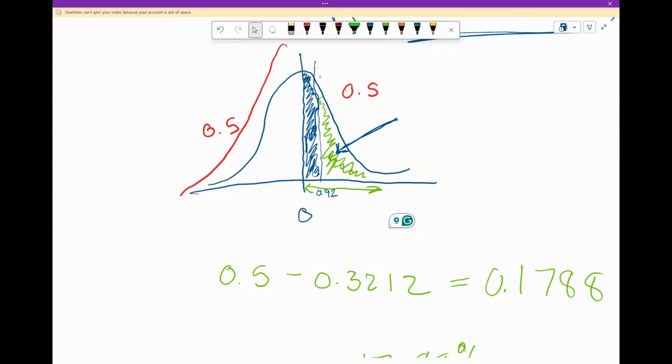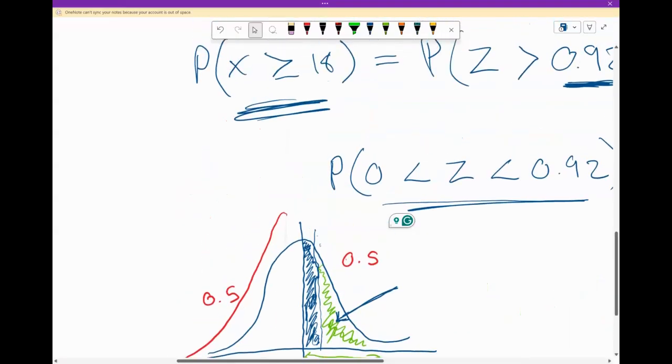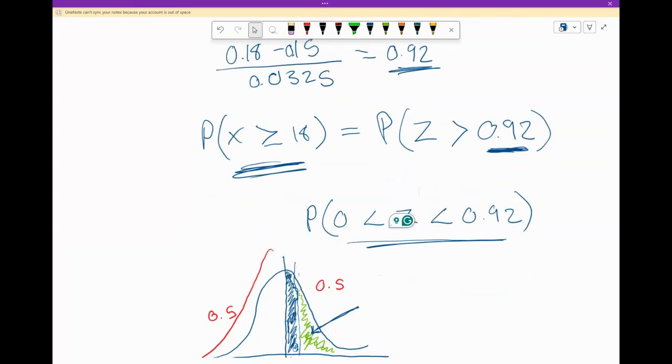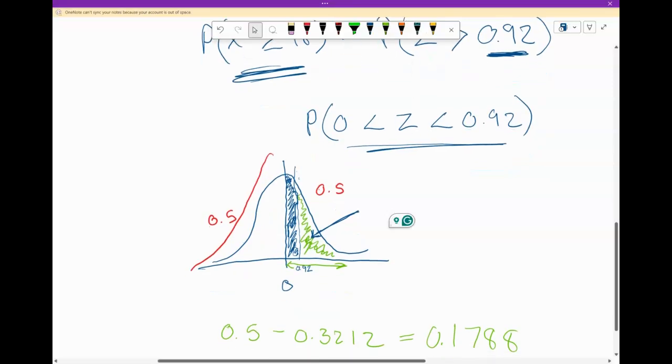No. Remember, why did we work so hard to get this Z-score, this 0.92? So we can go to the Z table. When we then go to the Z table, that's going to give us a probability. That 0.3212 is the probability of the part shaded in blue. You see what I mean? But we want the part shaded in green.